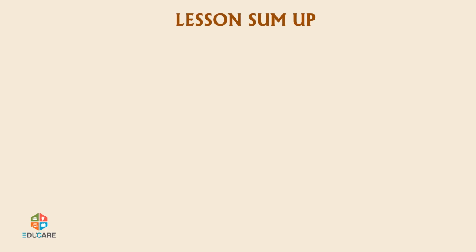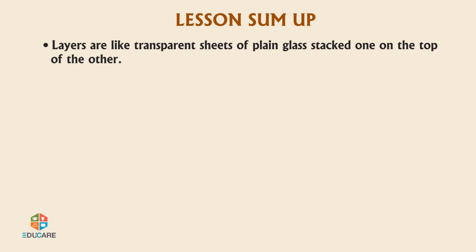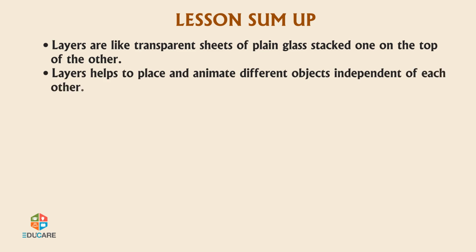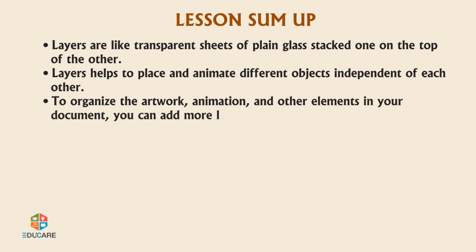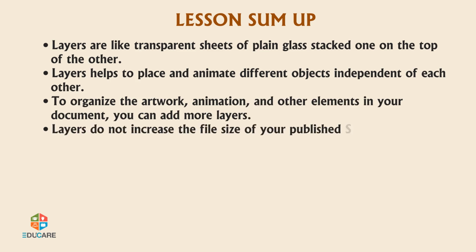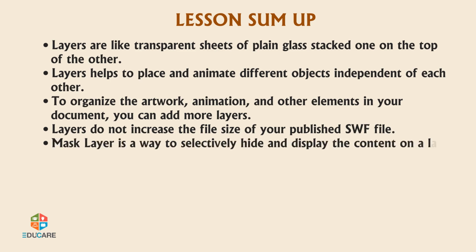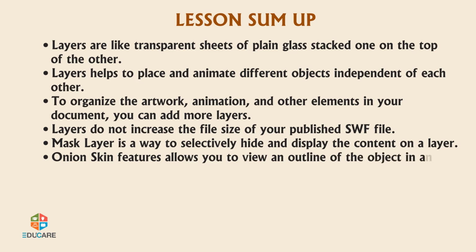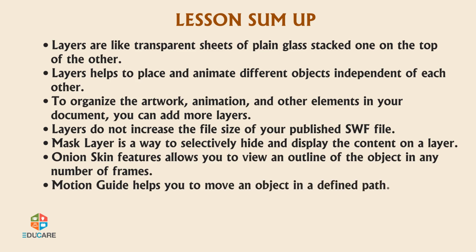Lesson Sum Up. Layers are like transparent sheets of plain glass stacked one on the top of the other. Layers help to place and animate different objects independent of each other. To organize the artwork, animation, and other elements in your document, you can add more layers. Layers do not increase the file size of your published SWF file. Mask layer is a way to selectively hide and display the content on a layer. Onion skin feature allows you to view an outline of the object in any number of frames. Motion guide helps you to move an object in a defined path.